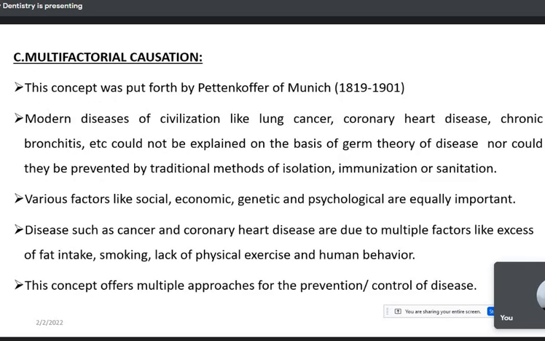So now, multifactorial causation. From the name you can understand, multi and factor means there can be many factors which can actually cause the diseases. So that is the multifactorial causation.